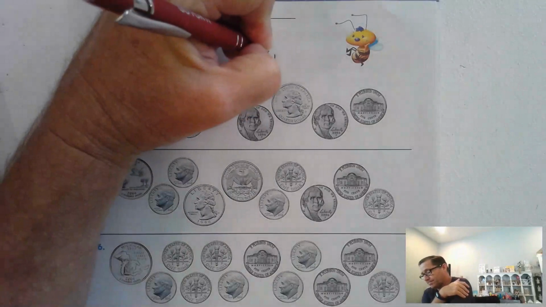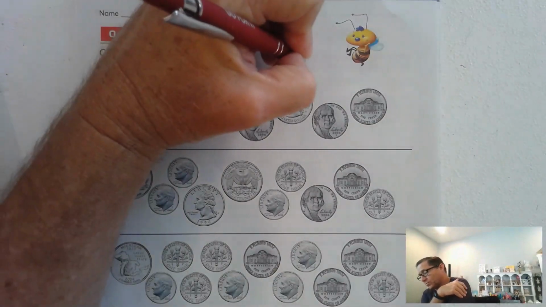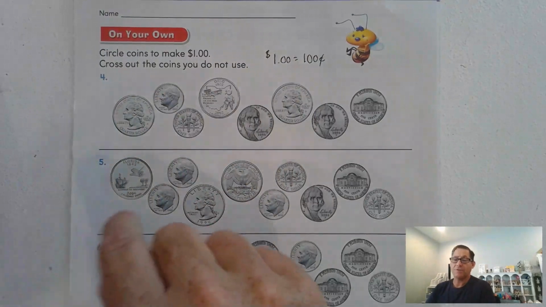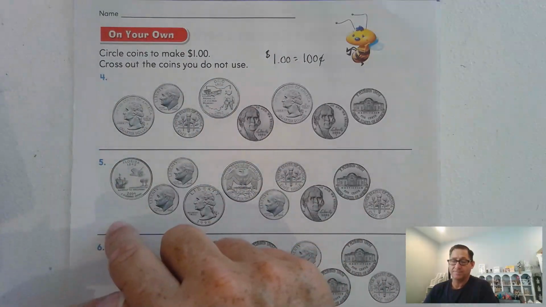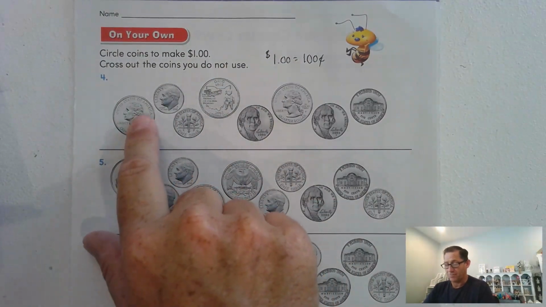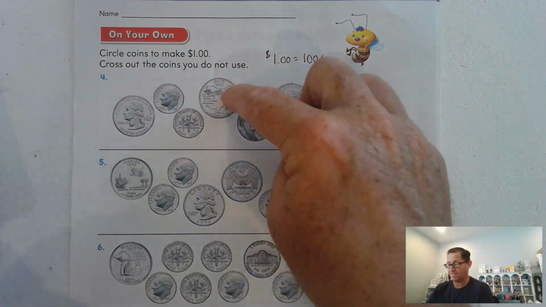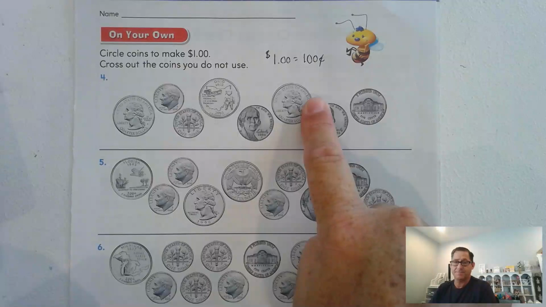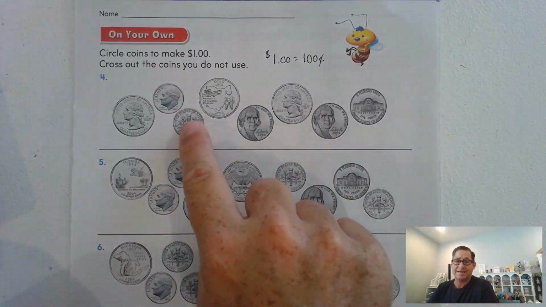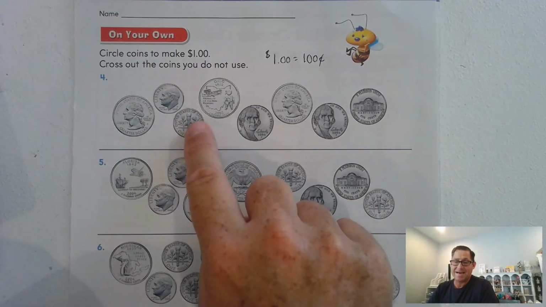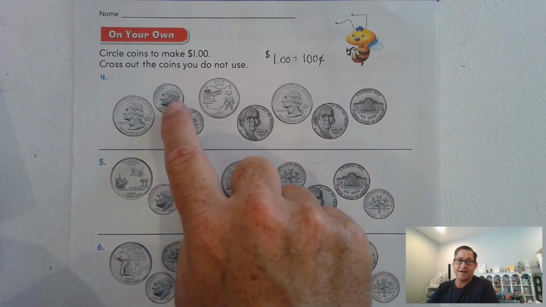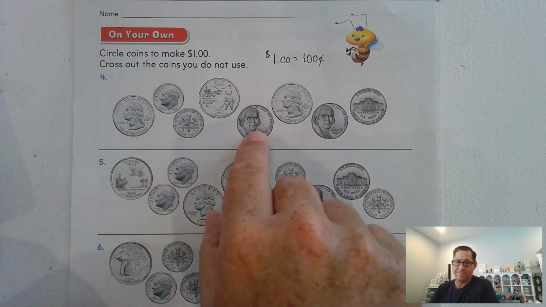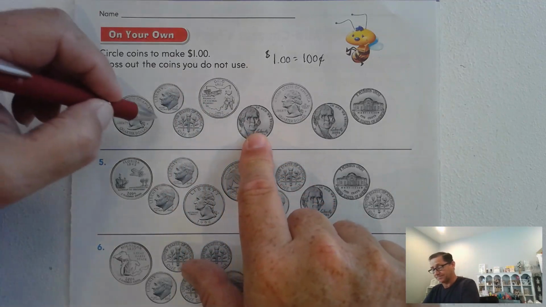Remember, $1 equals 100 cents. Now, I would start with the larger coins. Okay, so here we have 25, 50, 75. I can add 10 to 75. That gives me 85. 85 and 10 is 95. And 95 and 5 is 100.